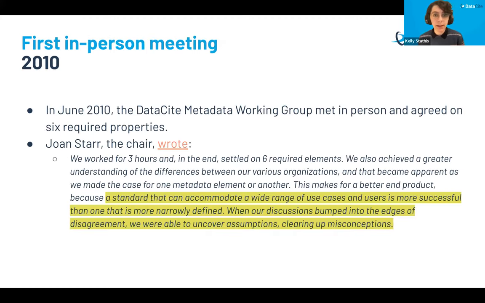So following this work, the group met in person the following year and agreed on 6 required properties. And I've included a quote here from a blog post that the working group's first chair, Joan Starr, wrote summarizing this meeting. I won't read the full quote out, but I'll highlight this part. A standard that can accommodate a wide range of use cases and users is more successful than one that is more narrowly defined. When our discussions bumped into the edges of disagreement, we were able to uncover assumptions, clearing up misconceptions. And I think this really rings true today, that the role of the metadata working group is to understand and support a wide range of use cases and all users of DataCite DOIs. And a key part of this work is uncovering those assumptions that we make so that the schema can serve the entire DataCite community as best as possible.